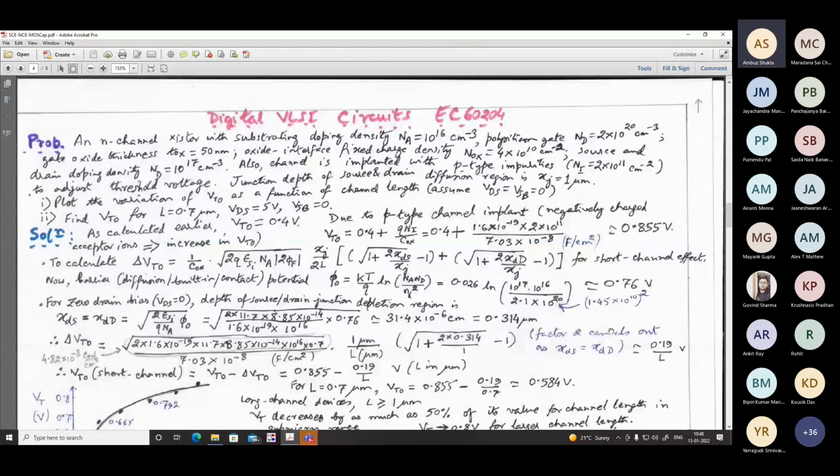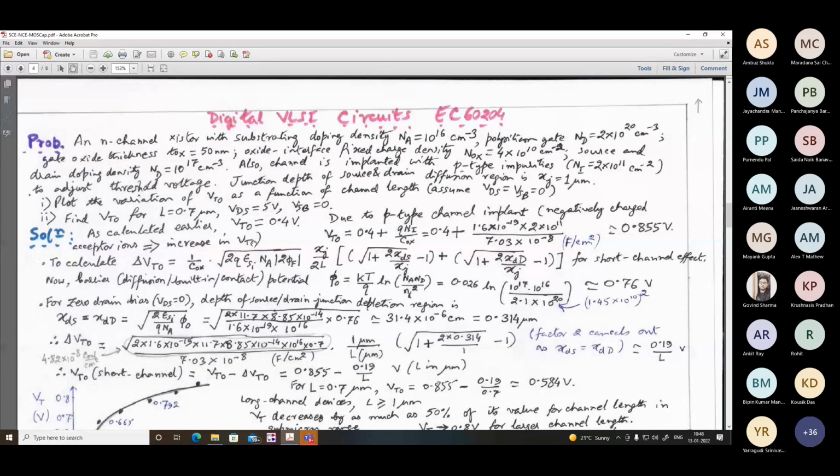So the channel is implanted with p-type impurities Ni equal to the given value. What is the net effect? As you remember, this is trying to adjust the threshold voltage. So whatever was the earlier threshold voltage, now it will increase, because assuming that all the p-type impurities will become negatively charged when the operation starts. So in order to counteract that, the net threshold voltage will be increased, right? So that we calculate first.